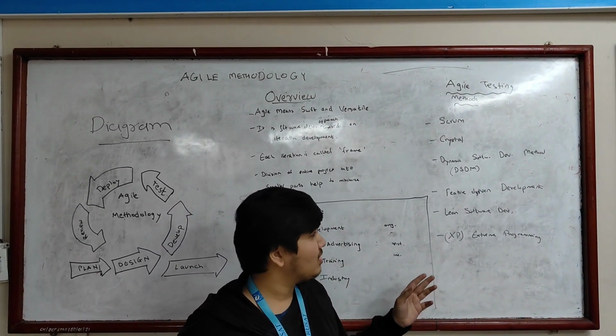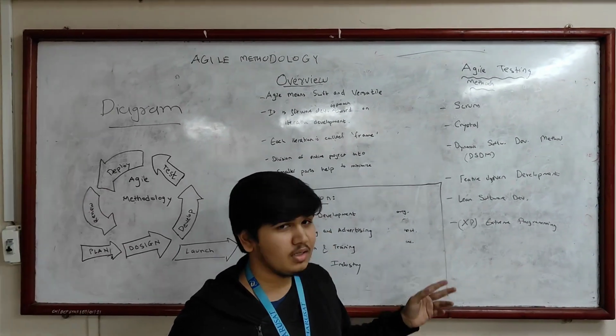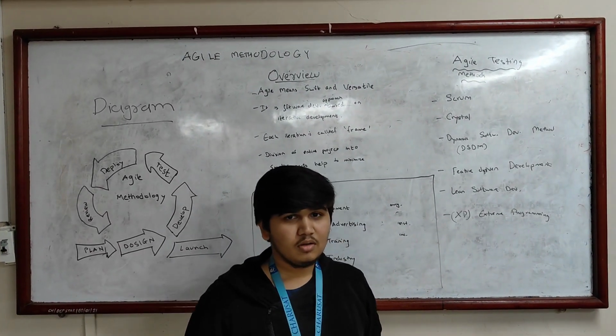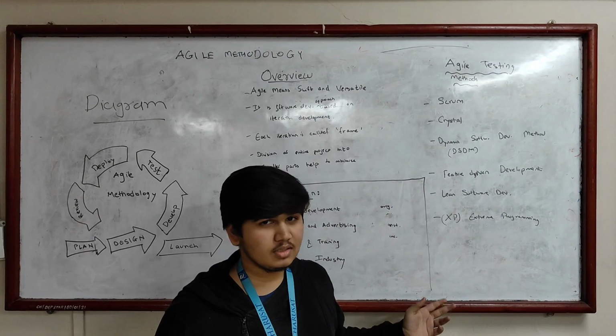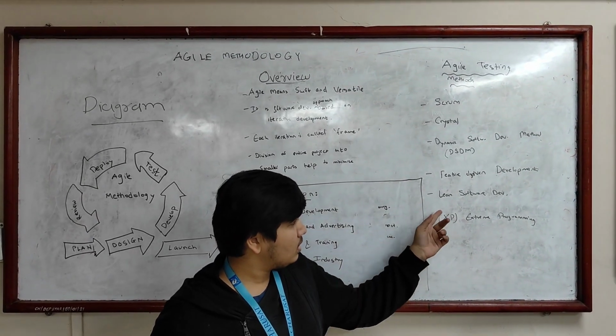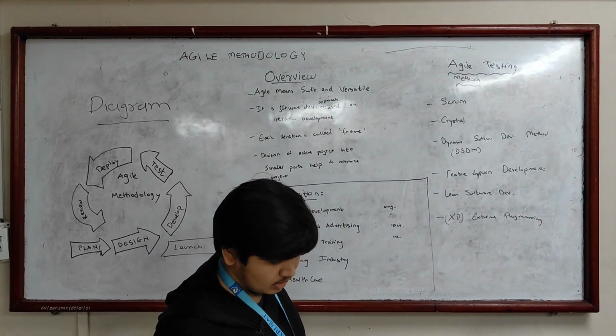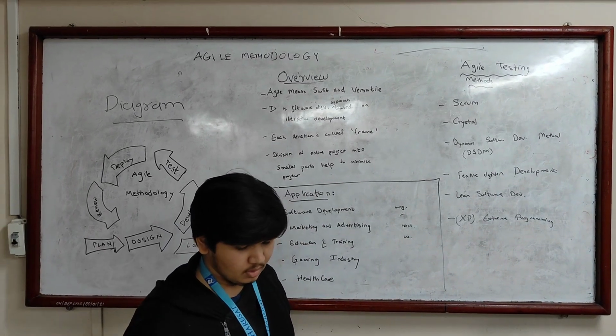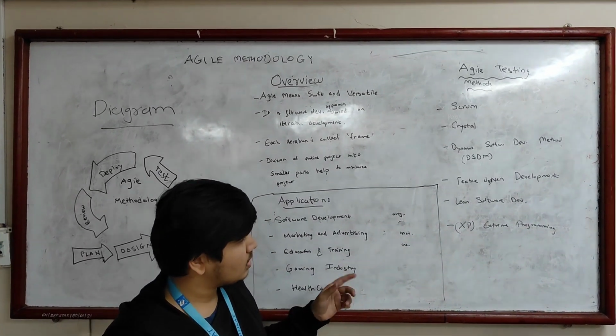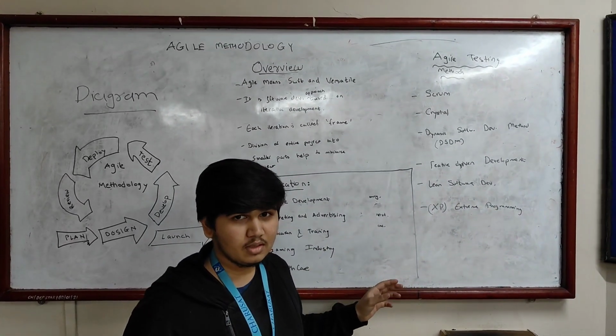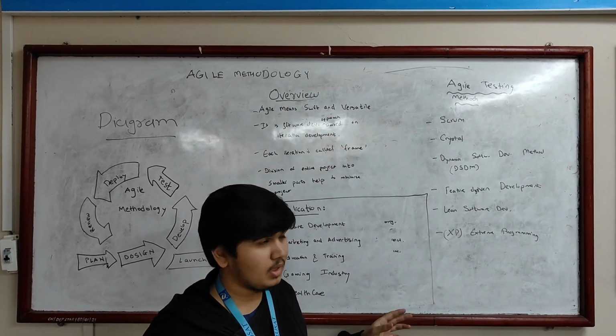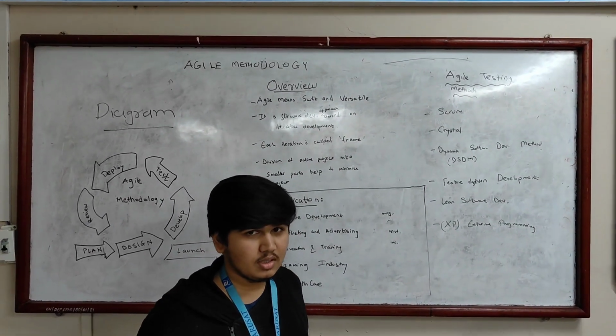Then comes feature-driven development. In FDD, the focus is mainly feature-centric; it is feature-oriented. Lean software development is about just in time. It delivers the product in proper time and it reduces cost and time.